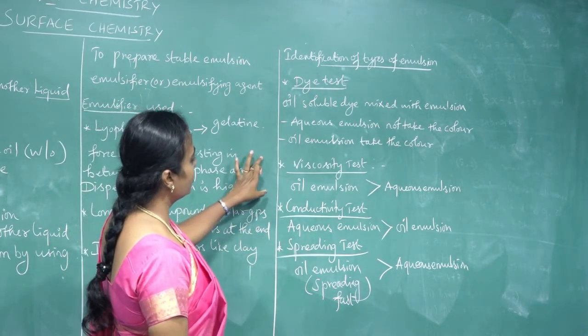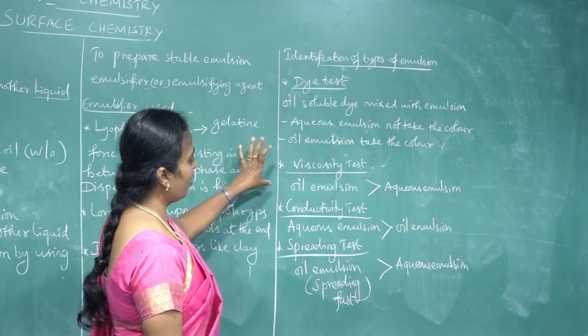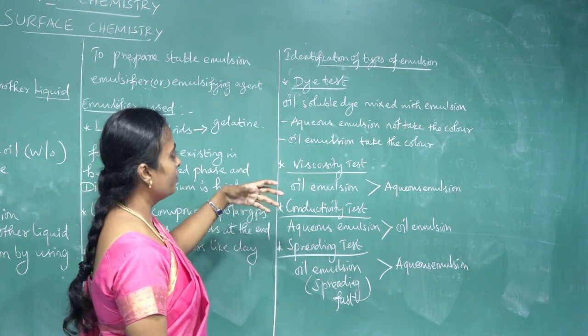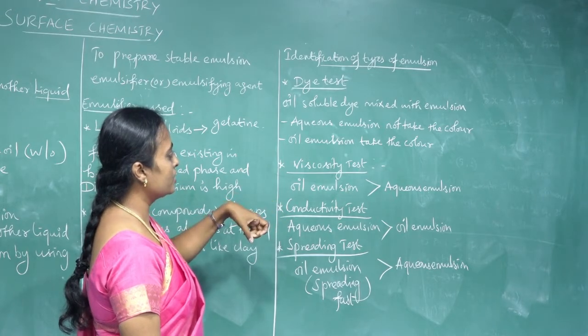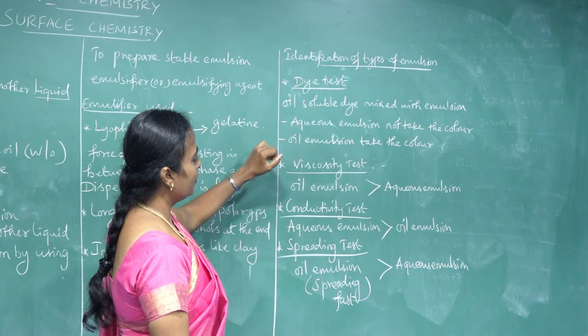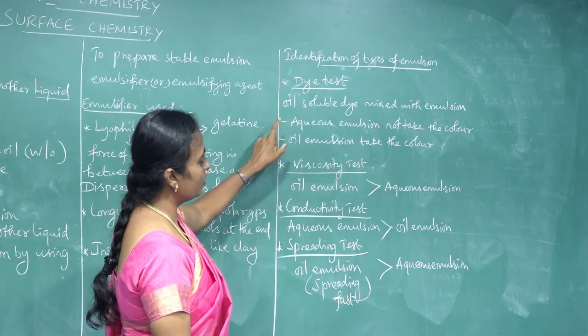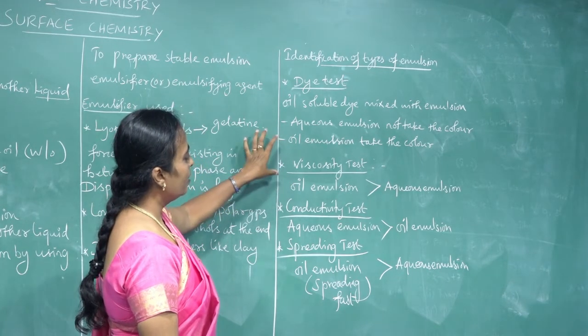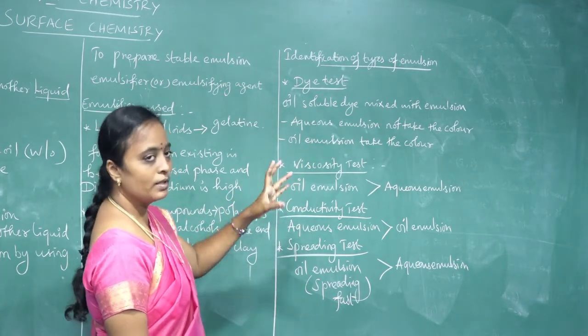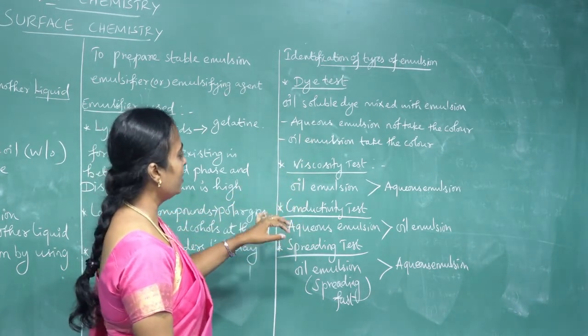One is the dye test. For the dye test, you have to take an oil soluble dye and mix it with the emulsion properly by shaking. We can infer that the aqueous emulsion does not take the color of the dye, whereas the oil emulsion will take the color. By using this test, we can differentiate both oil and aqueous emulsions.